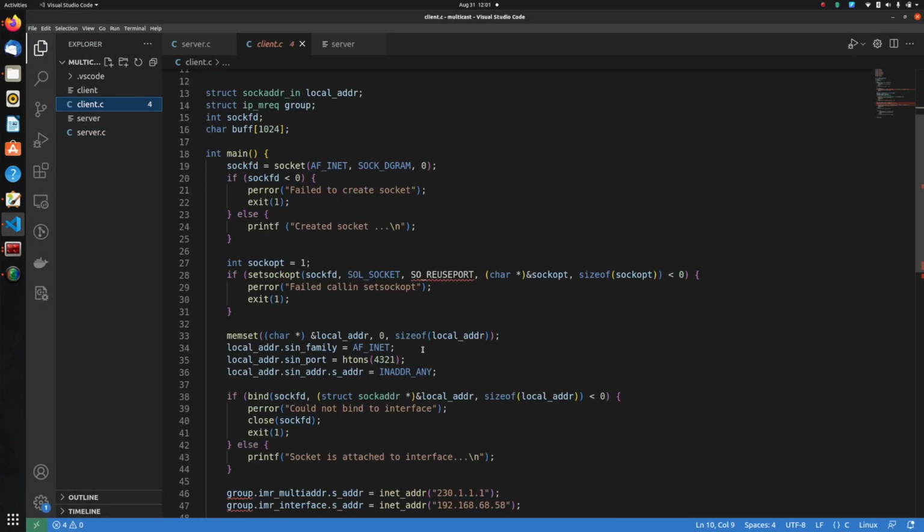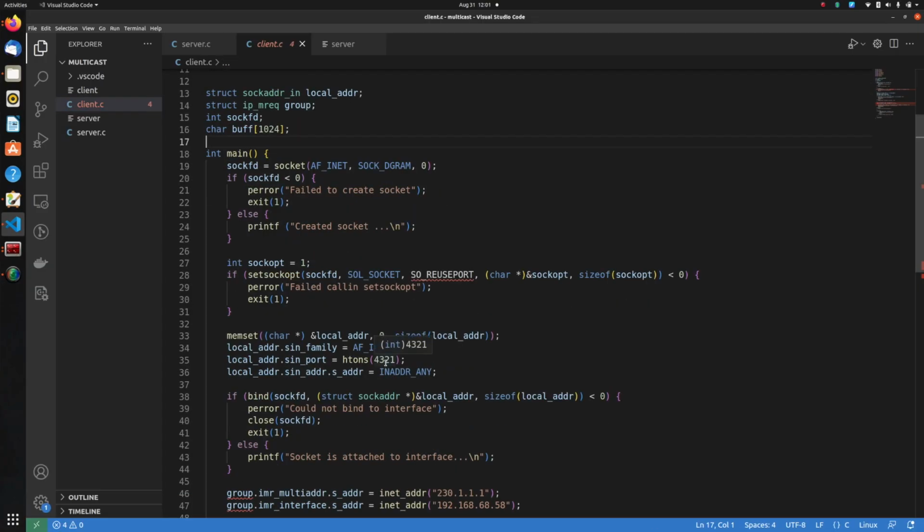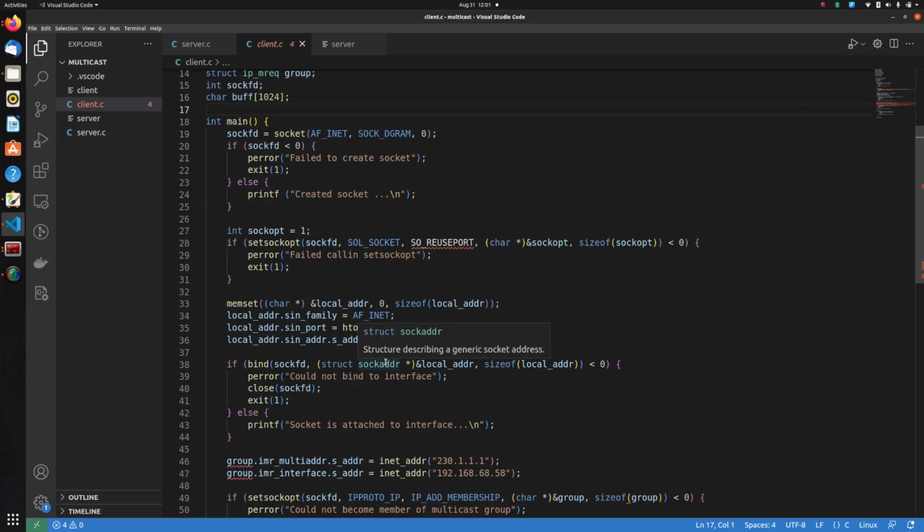Again, the client is also pretty simple, and the first thing we do is create a UDP datagram socket, just like the server. Now, since I'm using the same host for testing both my clients, it doesn't matter how many.